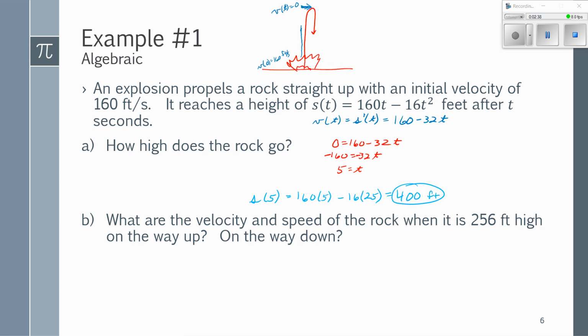Now, could I have figured that out because it's quadratic, where there's the vertex? Yes, but personally, especially now that we know the shortcuts for the power rules, and it's so easy to find v of t now, I find this to be a little bit easier.